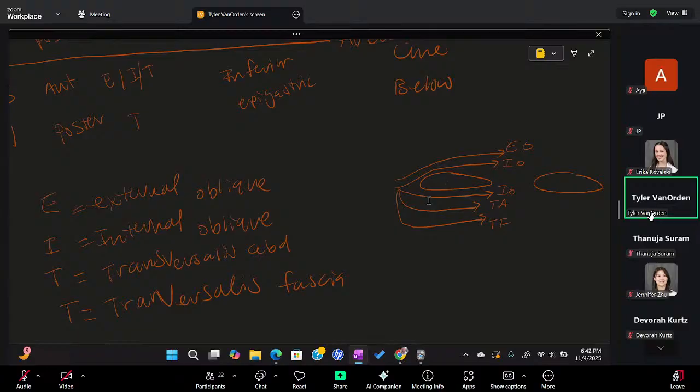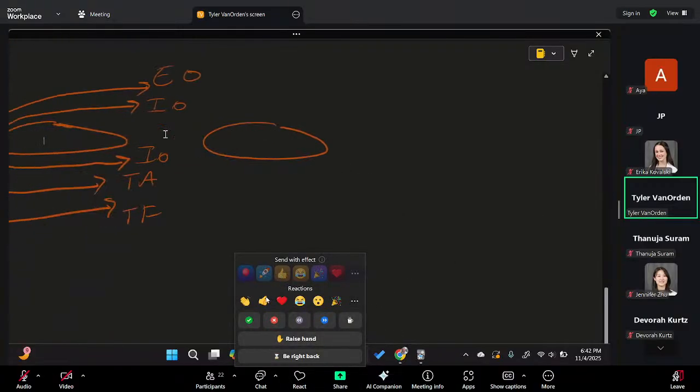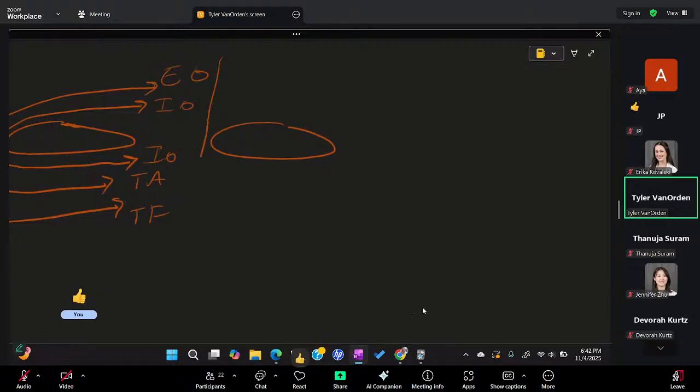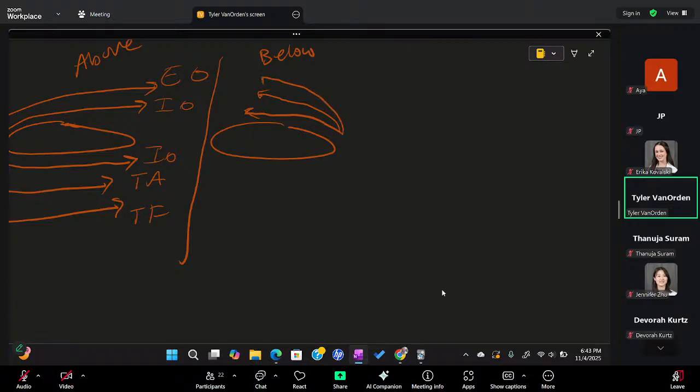Everyone good? And then I'll just do the right side. So just for the sake of time, this is above, and then this is what it looks like below. So that it's 3, 1. Then you have three things anterior: external oblique, internal oblique, transverse abdominis, and then the only thing you have on the back is the transversalis fascia.